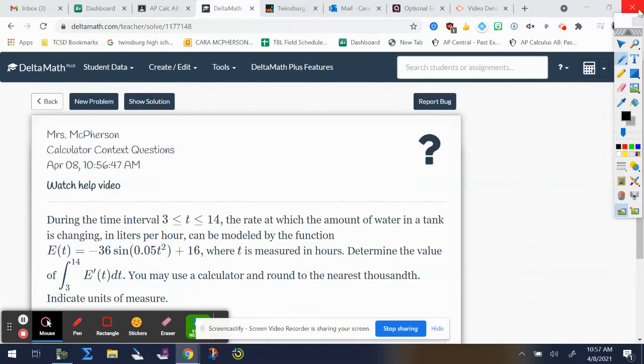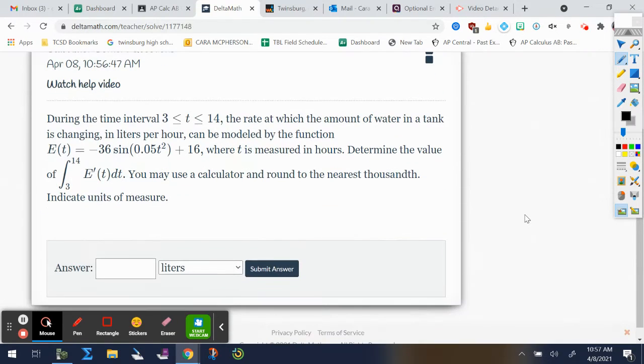Found another application type of question that I wanted to put into a video format so you're ready for it. So this one is giving you this E function. E is representing the rate at which the water is going into the tank. And what we are looking at is we are integrating its derivative from 3 to 14. So this is actually going to use the fundamental theorem of calculus.